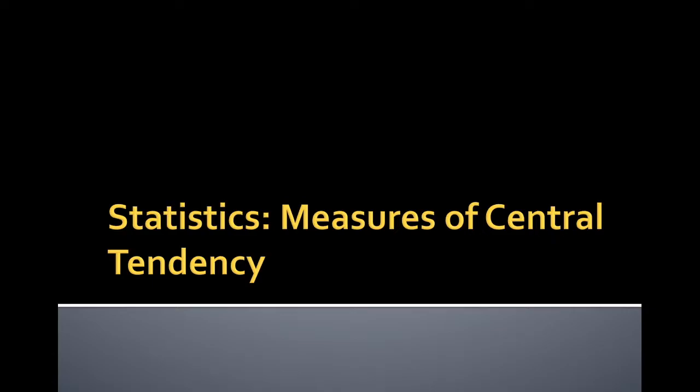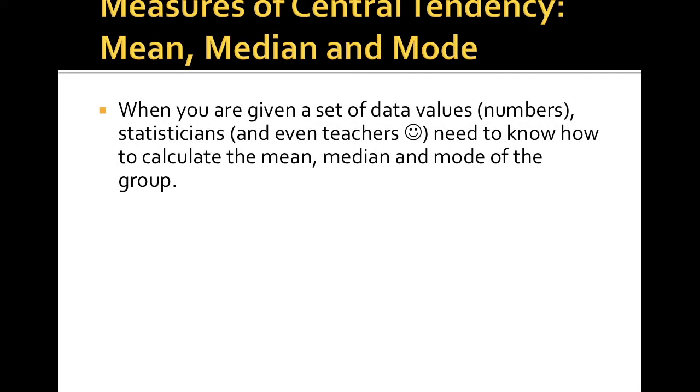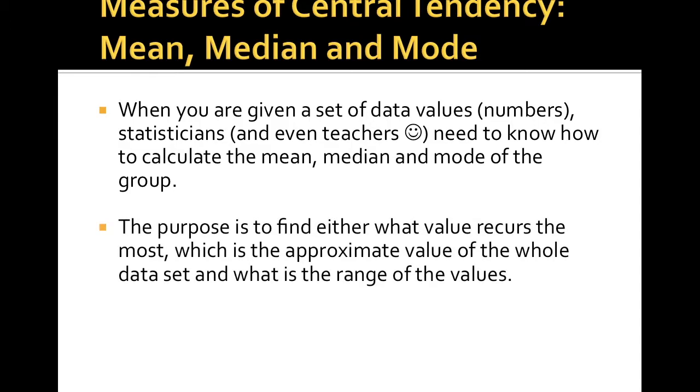This lesson covers some issues with statistics, so we're going to talk about measures of central tendencies, specifically mean, median, mode, and range. First, when you are given a set of data values or numbers, statisticians, and even me, a teacher, need to know how to calculate the mean, median, and mode of the group. The purpose is to find which value recurs the most, like which one happens the most often, which is the approximate value of the whole data set, and what is the range of the values.